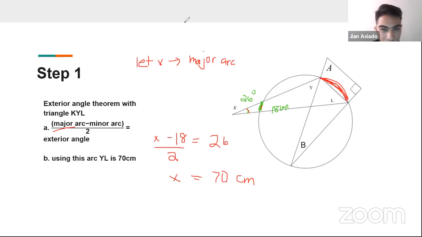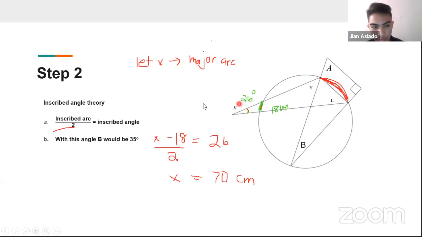Ngayon, okay, medyo naglag lang. Ayan. So yung inscribed arc naman, ano yung inscribed arc, no? So the inscribed arc is this one ulit, no? Turahin ko lang.